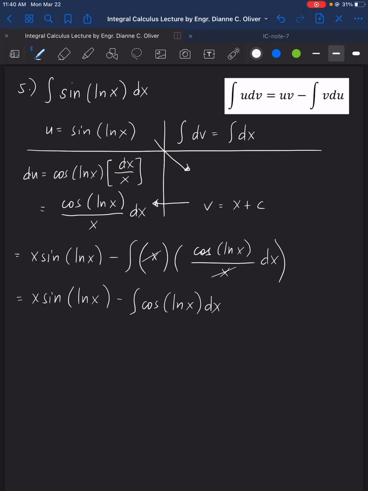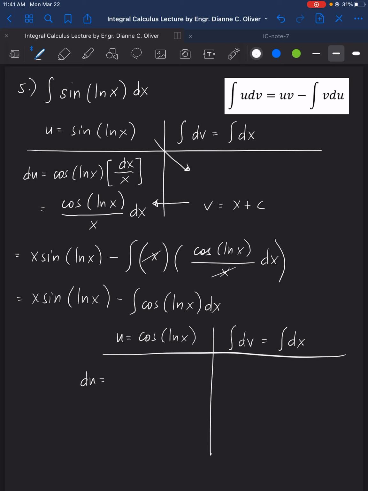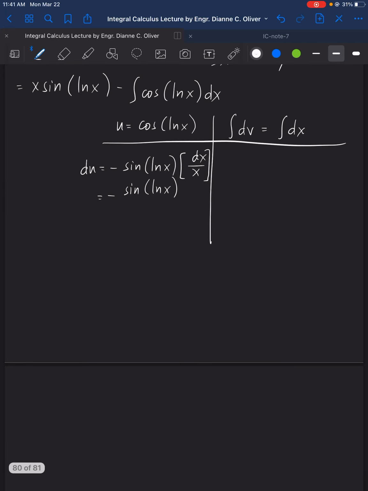So again, we will use integration by parts with u equal to cosine of ln x. The integral of dv is equal to the integral of dx. Then du is equal to negative sine ln x. The derivative of ln x is dx over x. So du is negative sine ln of x over x dx, where v here is simply x plus c. Then, we will not forget this portion here. We will rewrite it here: x sine ln of x minus the answer for this.